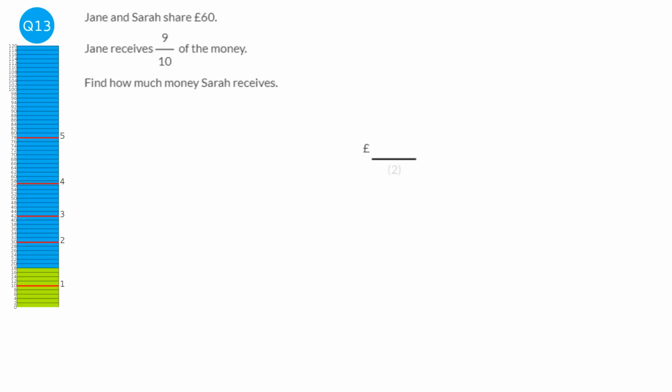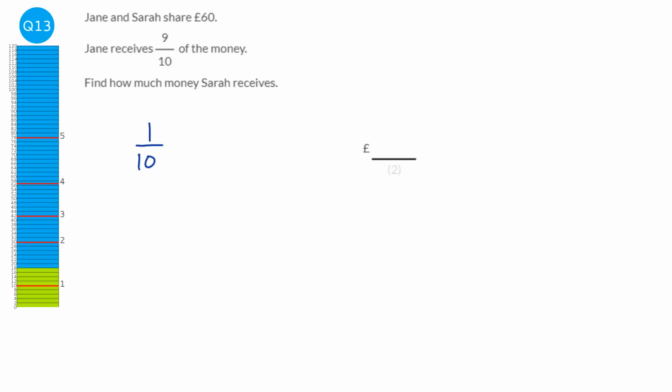The first thing we need to work out is the fraction that Sarah will receive. Well, if Jane receives 9/10, then that just leaves how much of the numerator to match the denominator. So 9 plus 1 is 10, so it leaves 1/10 left for Sarah to have. And the reason that works is that the total amount needs to add up to 1, and 9/10 plus 1/10 is 10/10, which is just 1.